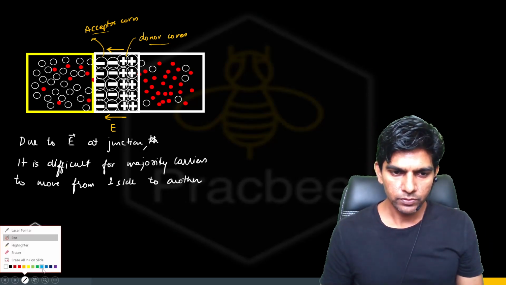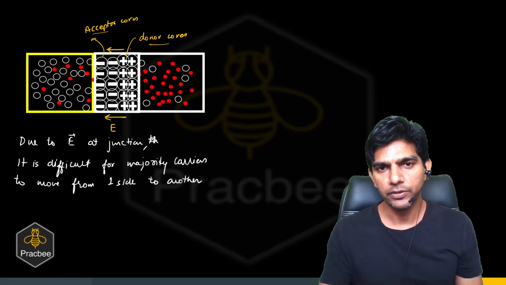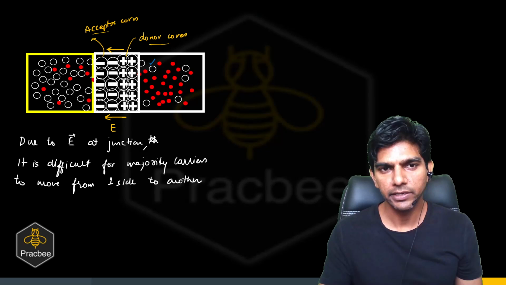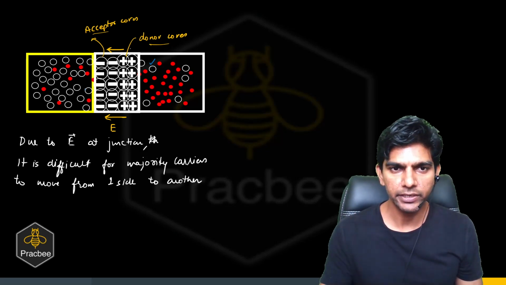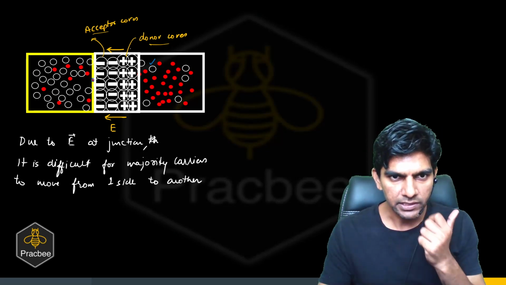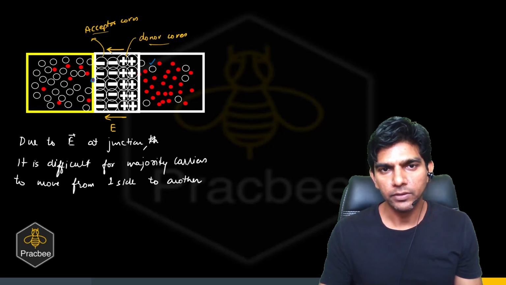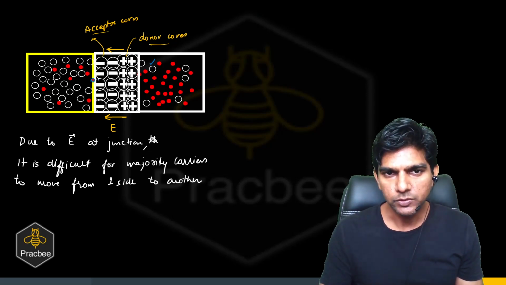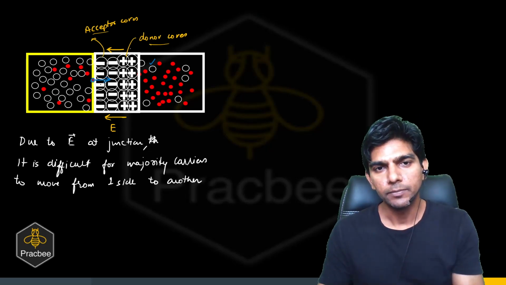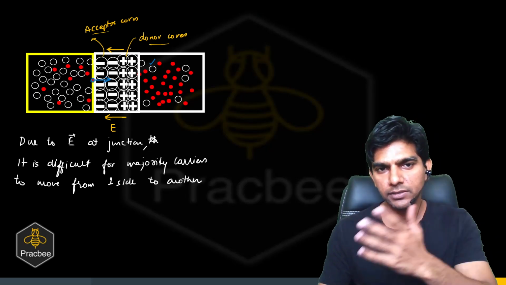But what happens to the minority carrier? If we consider a minority carrier, on the n side we have holes as minority carriers, on the p side we have electrons as minority carriers. If I consider this electron, which is quite close to the region where we have the electric field, it will experience a force in the right direction and be swept away by the electric field, moving from the p to n side.